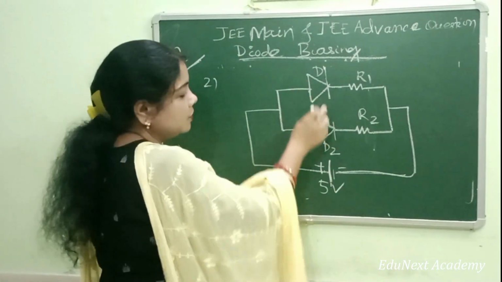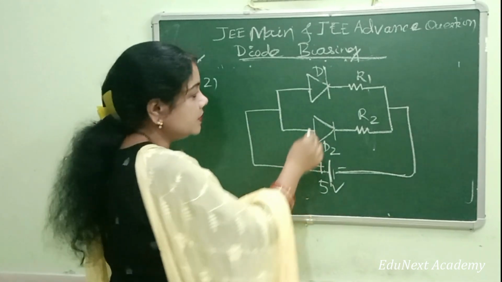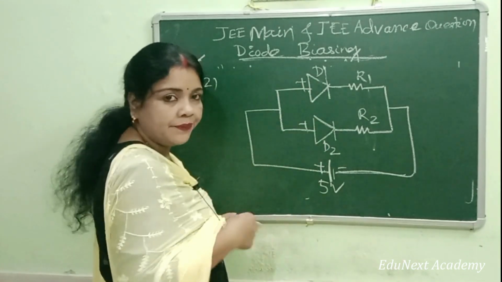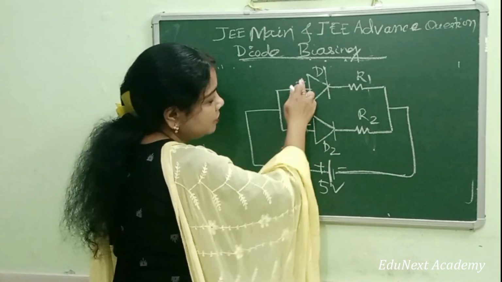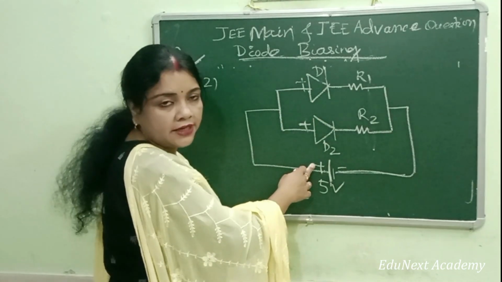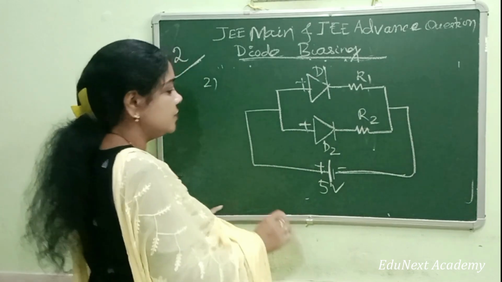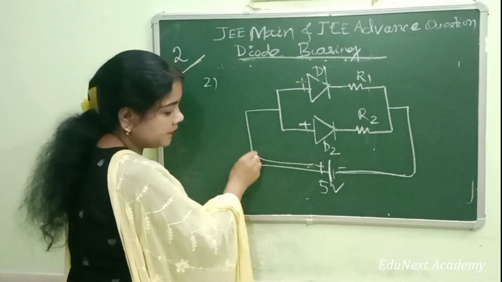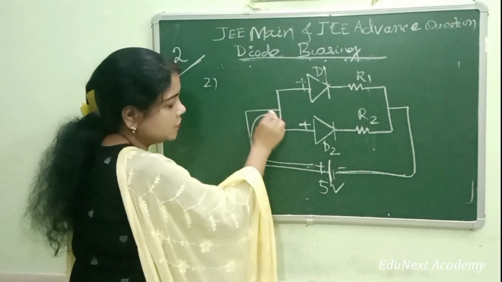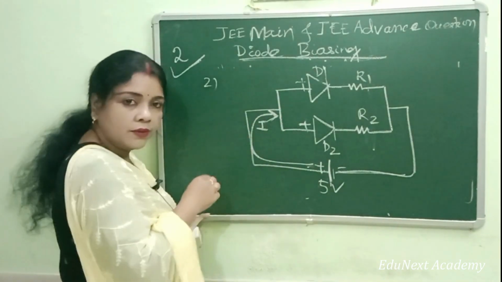Now both the diodes are in the same direction, meaning this is positive, this is positive. That means if the polarity of both diodes matches with the polarity of the supply voltage, it is in the forward bias condition. Now see, due to this source voltage, some current will flow.